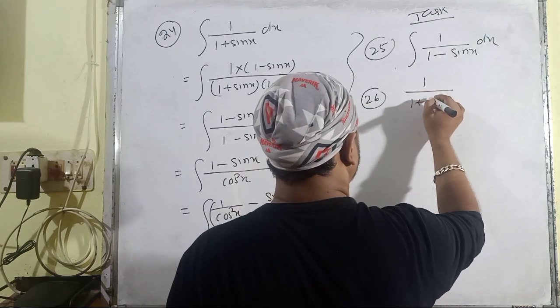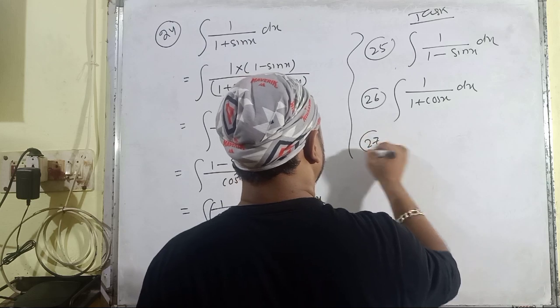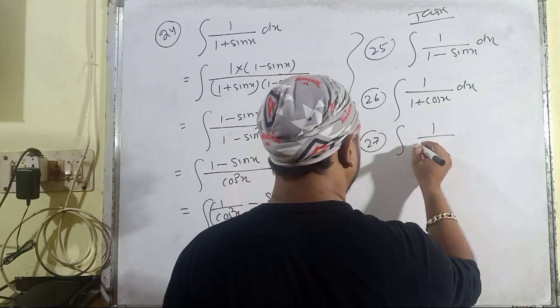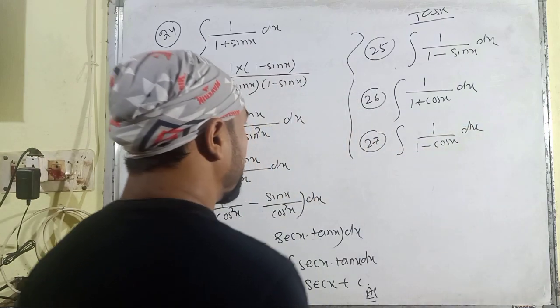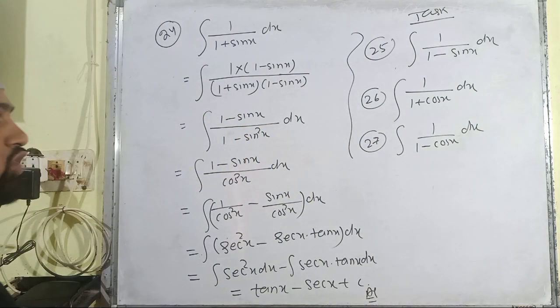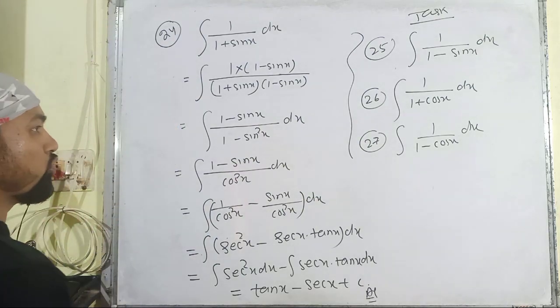Number 26 is 1 upon (1 plus cos x). Then in number 27, the task is to integrate 1 upon (1 minus cos x) with respect to x. So these three numbers are tasks for you. You have to integrate these functions. Then let us go through problem number 28.